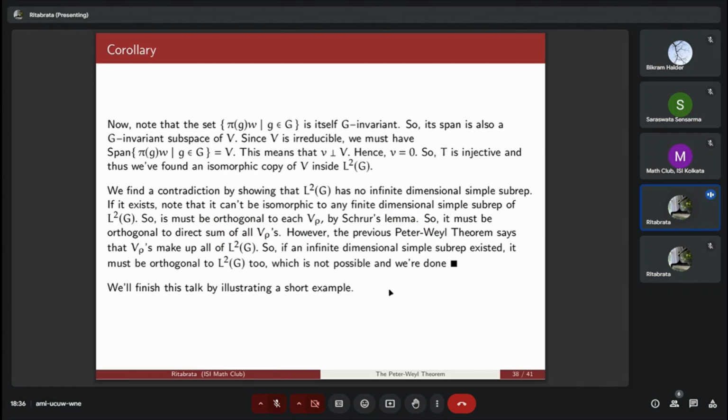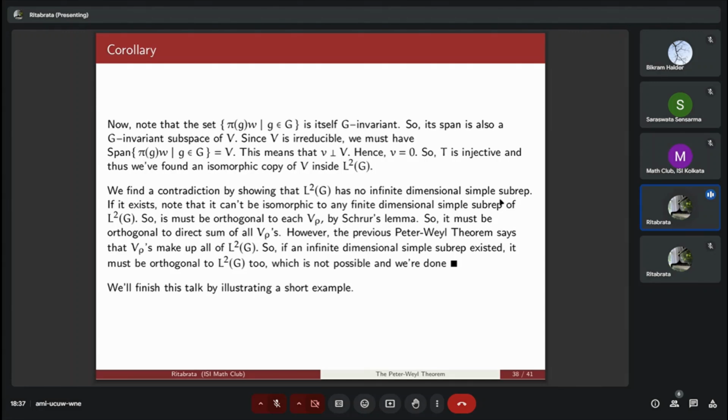Now note that the set π(g)w, where g is in G, is itself invariant, because when we apply π(h), π(h) of π(g) of w is π(gh) of w. It is again of the form π(g) of w, where g is replaced by gh. The vectors g·w, where g varies over G, form a stable, G-invariant set.